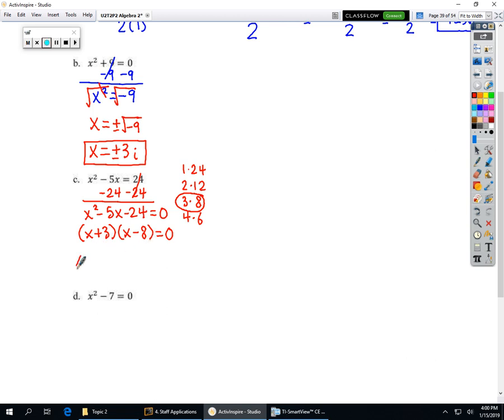And remember, the zeros are always the opposites of what goes in the factors. So x plus 3, the answer is negative 3. x minus 8, the answer is positive 8. So there I have my two answers. You should always have two answers with quadratics.